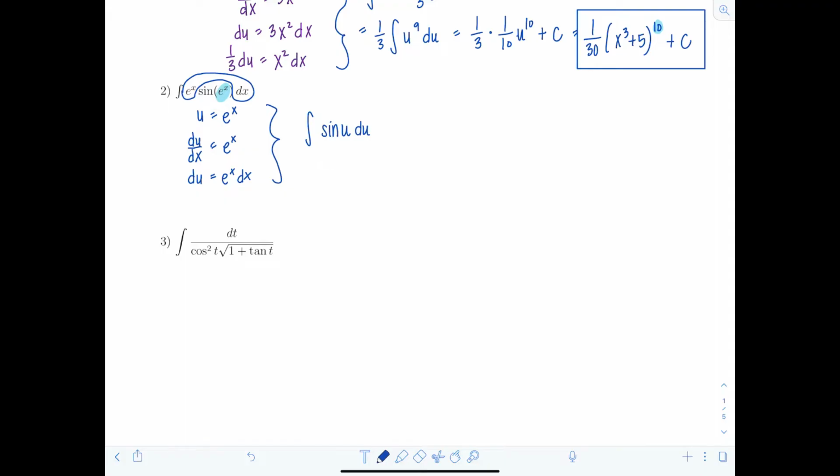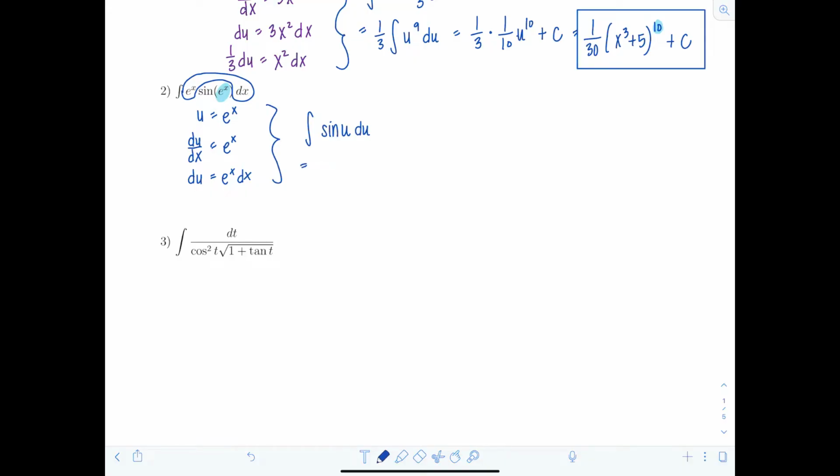Now make sure you change your integral from being in terms of x to being entirely in terms of u within one step. Don't have x's and u's mixed within your integral, because that's not well defined, that's incorrect and improper, okay?